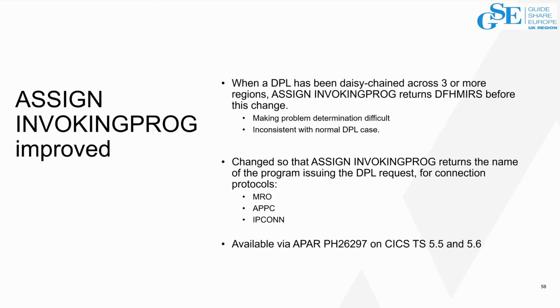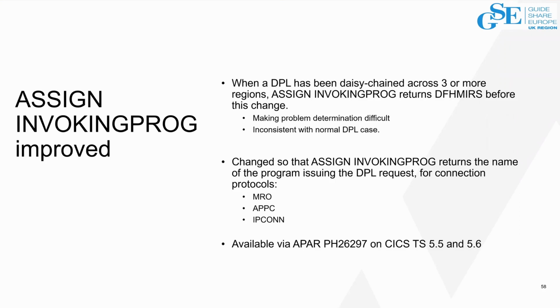ASSIGN INVOKINGPROG improved. A requirement came in from a customer who noticed that if you daisy chain from CICS1 to CICS2 to CICS3, when you go from 1 to 2 and you ASSIGN INVOKINGPROG in region 2, it would tell you the name of the program in region 1. But if you went from 1 to 2 to 3, and did the ASSIGN INVOKINGPROG in region 3, all it would do is tell you the name of the mirror in region 2, and what you really wanted it to do was tell you the name of the original program in region 1.